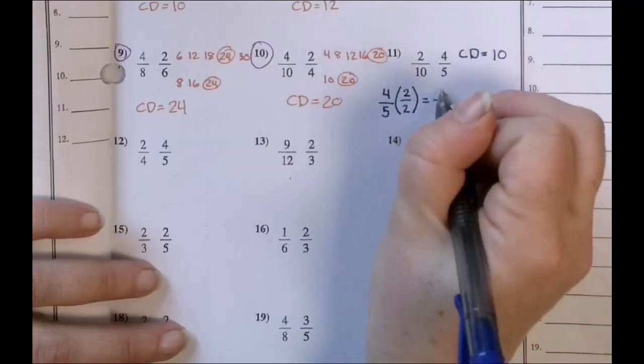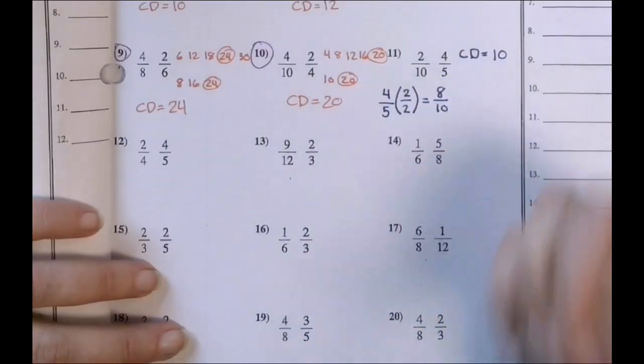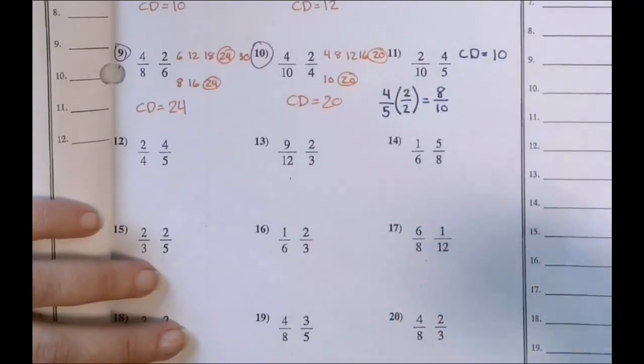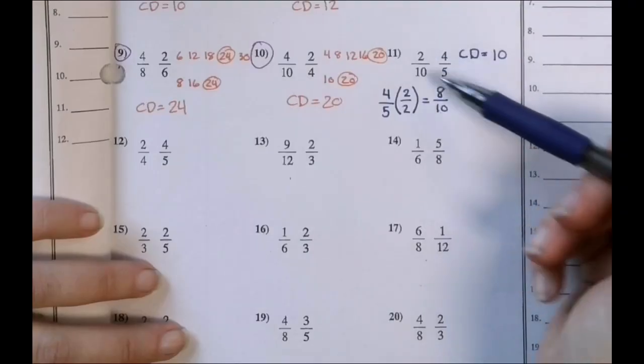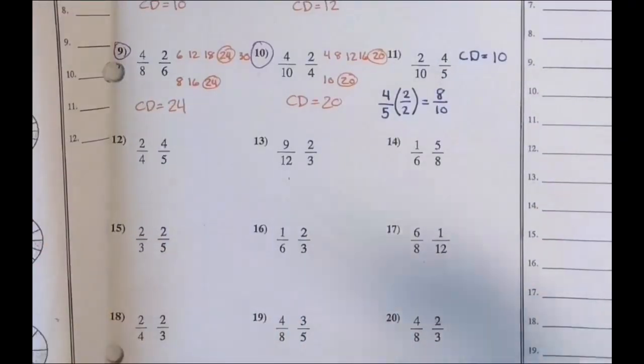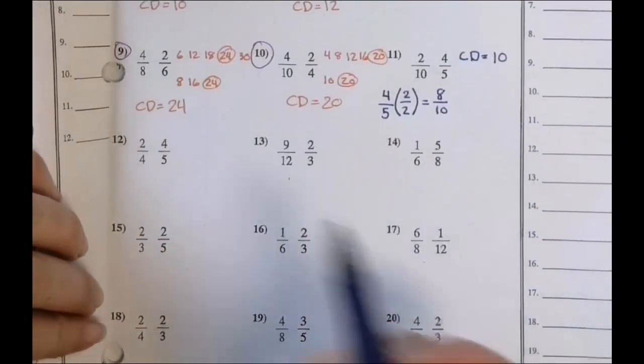4 times 2 is 8. And that is going to take it to the next level, because now I have 2/10 and 8/10, and I'm able to figure that out.